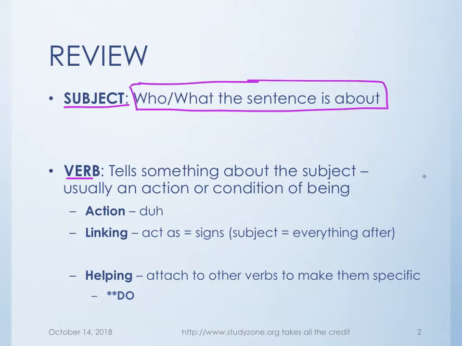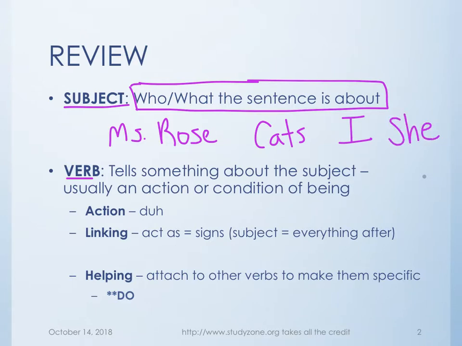So in the case of just a normal sentence, maybe about Miss Rose, maybe Miss Rose is the subject of the sentence. Or maybe it's cats, cats is the subject of the sentence. Or maybe it's I, or me, or, oh God, me is never going to be the subject of a sentence. How about she? Pronouns can also be the subject of a sentence. A verb tells you something about the subject.